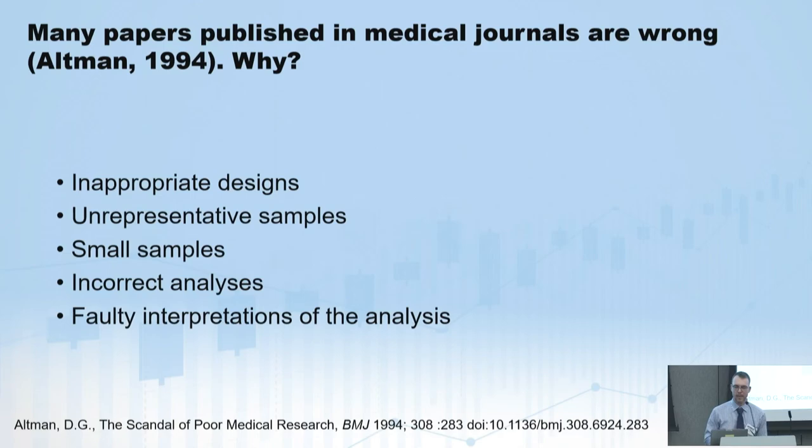And in that paper, he basically made some hand-wavy arguments for why a lot of published papers in medical journals are wrong. What he said was, if you look across the medical literature, you will find inappropriate designs, unrepresentative samples, small samples, incorrect analyses, and faulty interpretations. And he was essentially validated 10 years later when John Ioannidis at Stanford did an actual sort of Bayesian power analysis to basically say that a lot of research in medicine really is underpowered. So Altman laid the groundwork, and then Ioannidis did the actual data analysis to show that there really were some problems here.